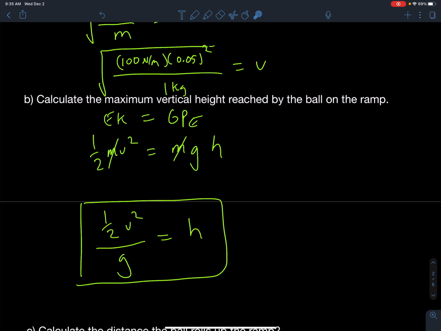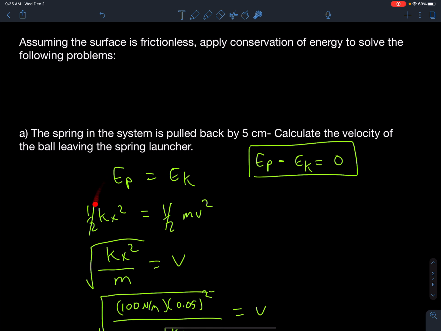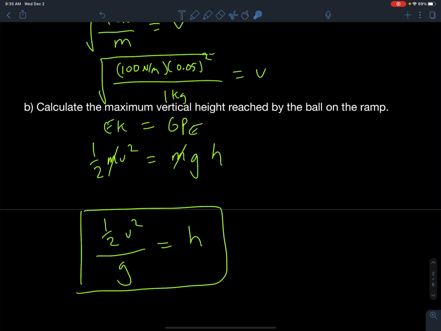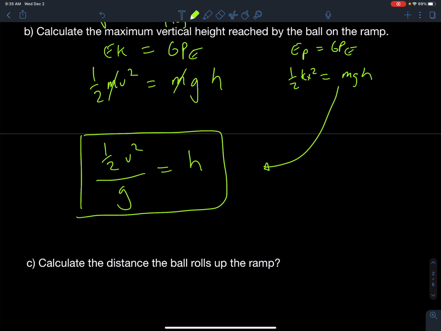Another thing I could do to calculate the h is not even calculate velocity at all. I can just calculate the elastic potential energy, which is going to be the same as my kinetic energy, and then go straight from there to calculate the gravitational potential energy. So instead of using kinetic energy, I could just use my elastic potential energy. Okay, and that should yield the same answer, in a different way. So that's the benefit of using conservation of energy.